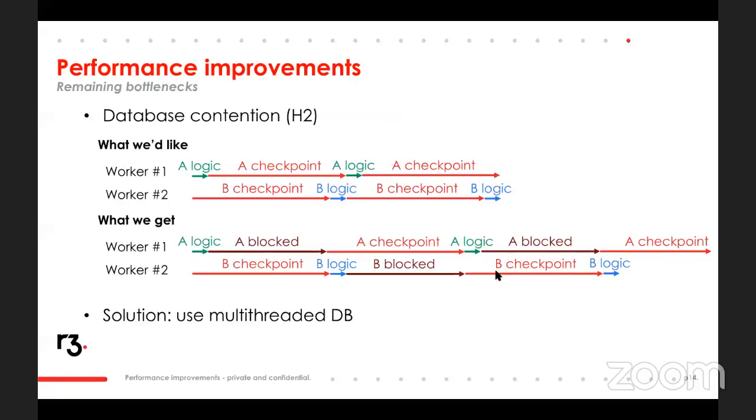I would like to talk a little bit about other issues that we have, and actually multithreading revealed that we have other bottlenecks as well. So the first point is database contention, which is a giant pain. At the top, you can see what we would like to have, which is that if we have two threads executing some flows, then we want the checkpointing to happen in parallel. However, H2 is a database that has a giant lock inside. So we lose all the parallelism that we gained by multithreading the flows. And while one thread is checkpointing, the other is blocked because the database is blocked. So the solution is, of course, to move to a multithreaded database.